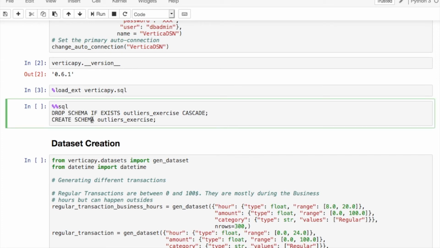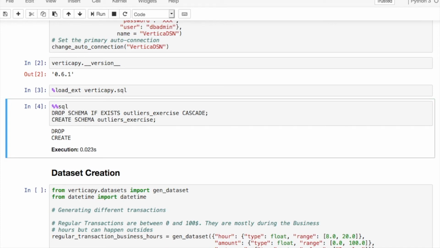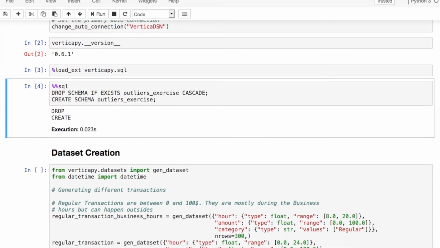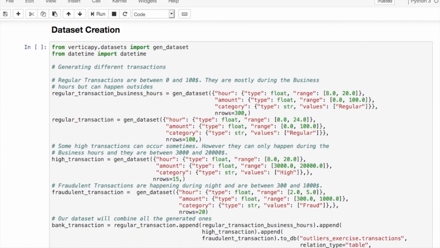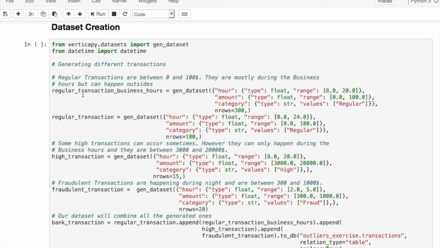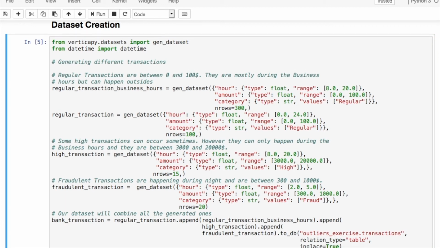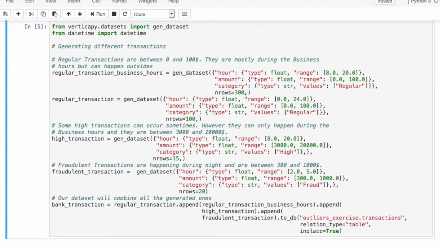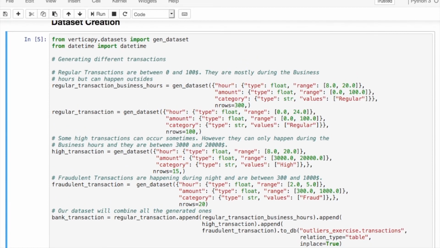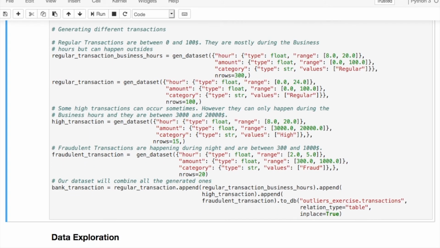Let's create the schema we will work with. We will name it Outliers Exercise. We will generate many different transactions, some regular between $0 and $100 during business hours, 8 a.m. to 8 p.m., and some during the entire day. We can add some high transactions during business hours. These transactions are between $3,000 and $20,000. And finally, some fraudulent transactions between $300 and $1,000, which only occur between 2 a.m. and 5 a.m. Let's see different techniques to catch them.